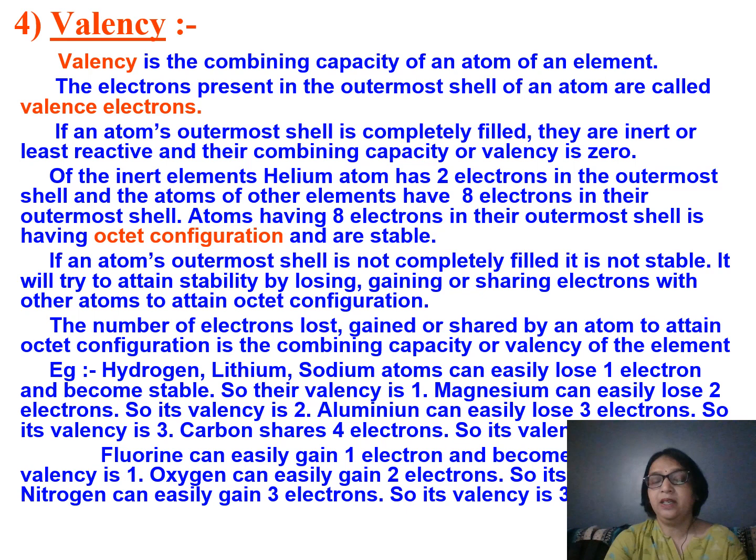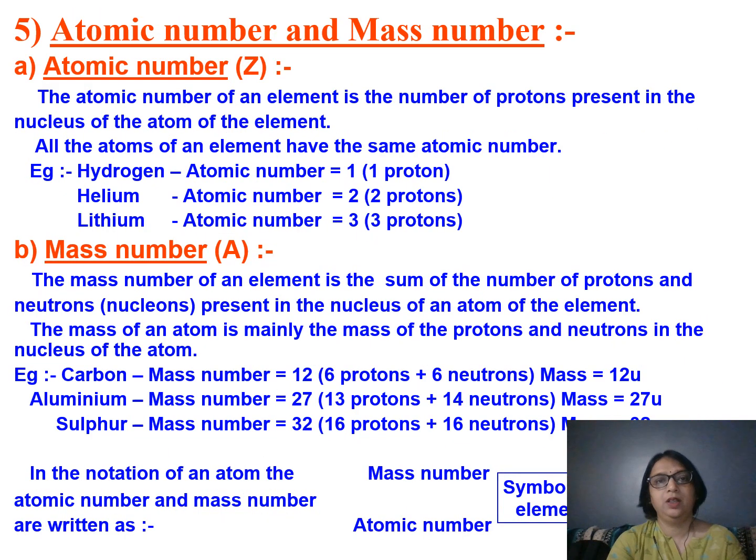Likewise, we can get the valency of every element. When we learn the valency, we can easily write the formula of a compound. It is very important to know the atomic number and mass number. I have already discussed to some extent what atomic number and mass number are. Atomic number is denoted by Z and mass number is denoted by A. Remember this.